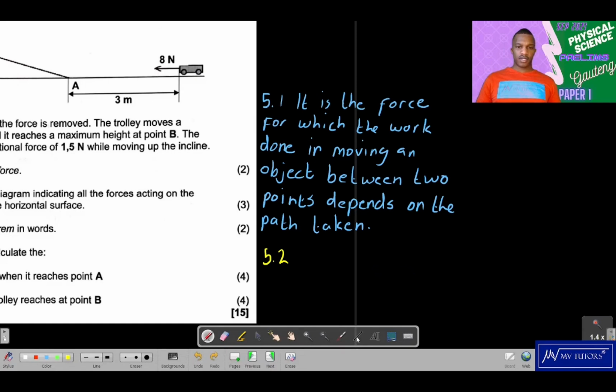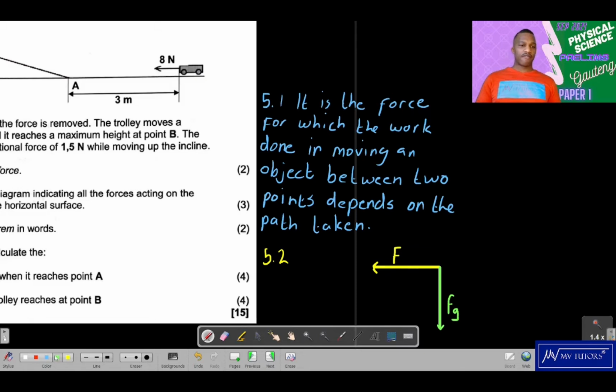Okay, let's start with the 8 newtons. You've got 8 newtons going that way. That's going to be the one force, and we'll just call it force F. Then you've got another one. Remember, this is a mass, so it's got gravity acting on it, so we're going to put the force of gravity right there. So this is the force of gravity.